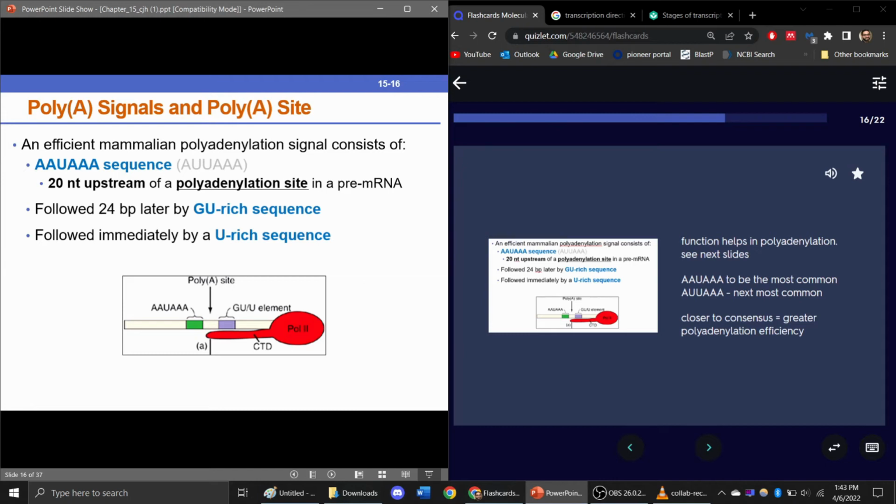Question. The question he asked is, when it's saying upstream, it's upstream in relationship to what? If you think about a start site, it's usually in reference to a single nucleotide position. That's your +1 site.